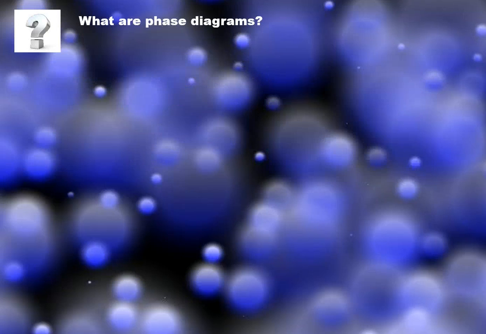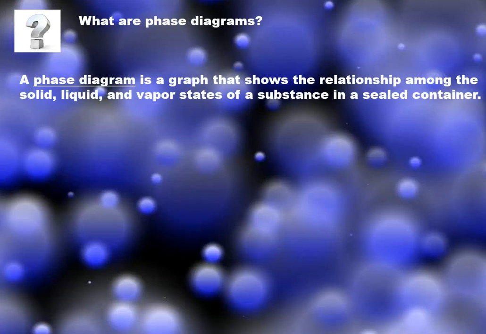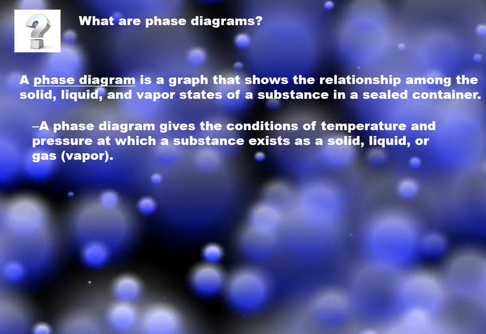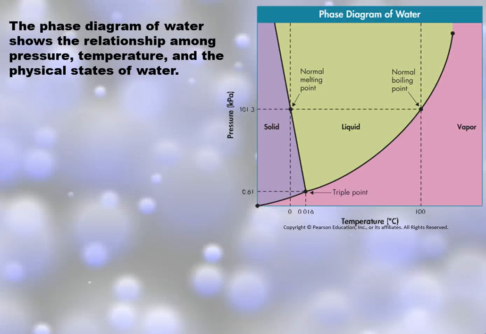Okay, so we're going to focus on what are called phase diagrams. A phase diagram is a graph that shows the relationship between the solid, liquid, and vapor states of a substance in a sealed container. They're usually at atmospheric or standard conditions, like standard temperature and pressure. The phase diagram gives the conditions of temperature and pressure at which a substance exists in the solid, liquid, and vapor phase. Here's an example of a phase diagram of water.